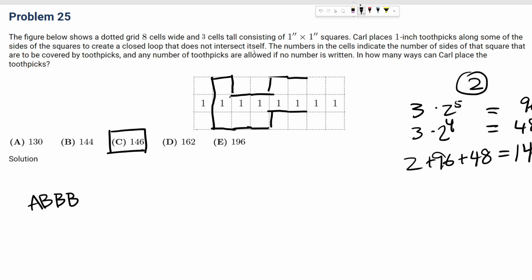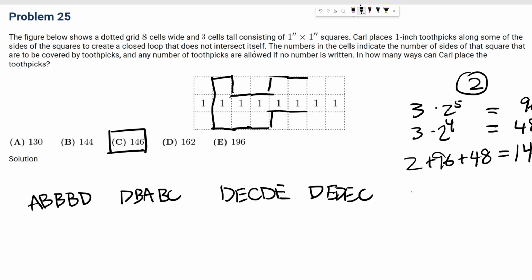The final answers are A, B, B, B, D, D, B, A, B, C, D, E, C, D, E, D, E, D, E, C, and C, B, D, B, C.